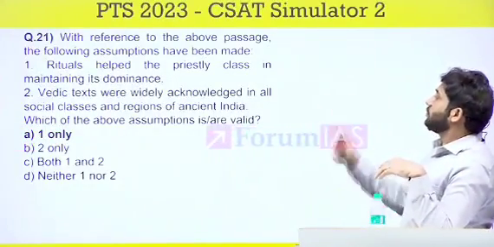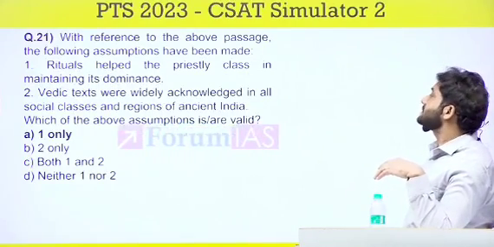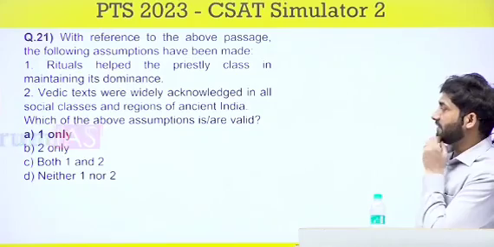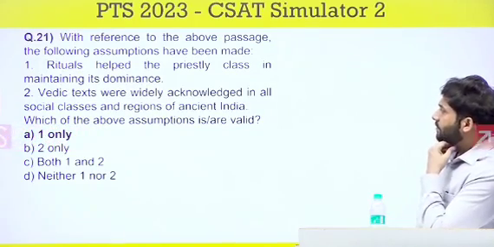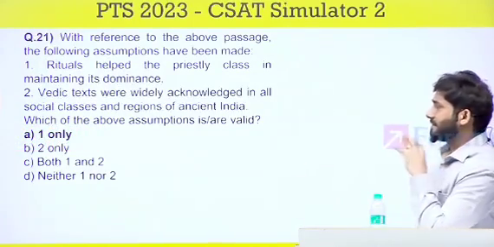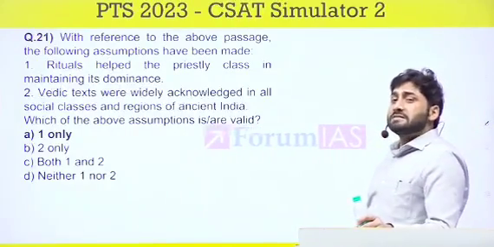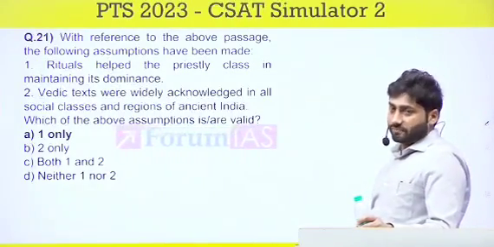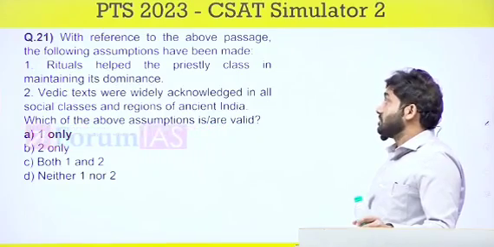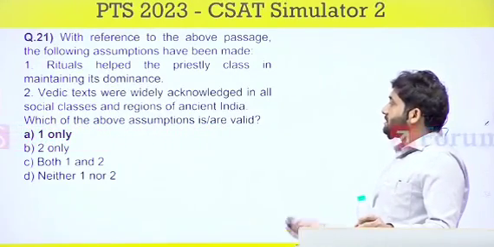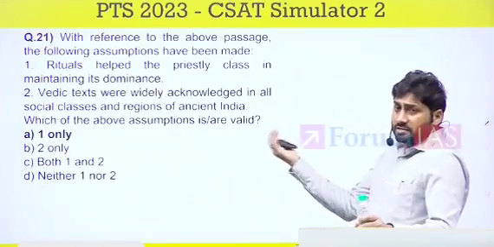Now, Vedic texts were widely acknowledged in all social classes and regions of ancient India. Which of the above assumptions are valid? It's only one. Widely acknowledged in all social classes is not even the point of discussion. So the first one is the only one which matches the broader context of the passage: the rituals help the priestly class in maintaining its dominance. So that's how it is. Very easy because it's very direct.